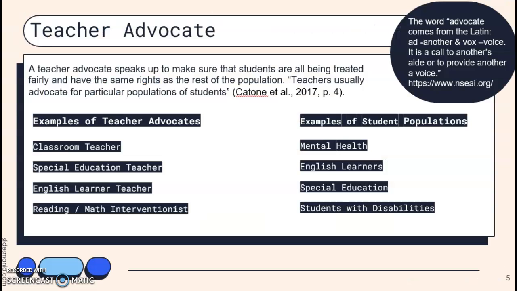A teacher advocate is a person who speaks up to make sure that the students are being treated fairly and or that they have the same rights as others. Usually teacher advocates advocate for a particular population of students. The teacher advocates could be classroom teachers, special ed teachers, English learner teachers. And examples of the student populations they may advocate for could be English learners, special education, students with disabilities, or students with mental health issues.